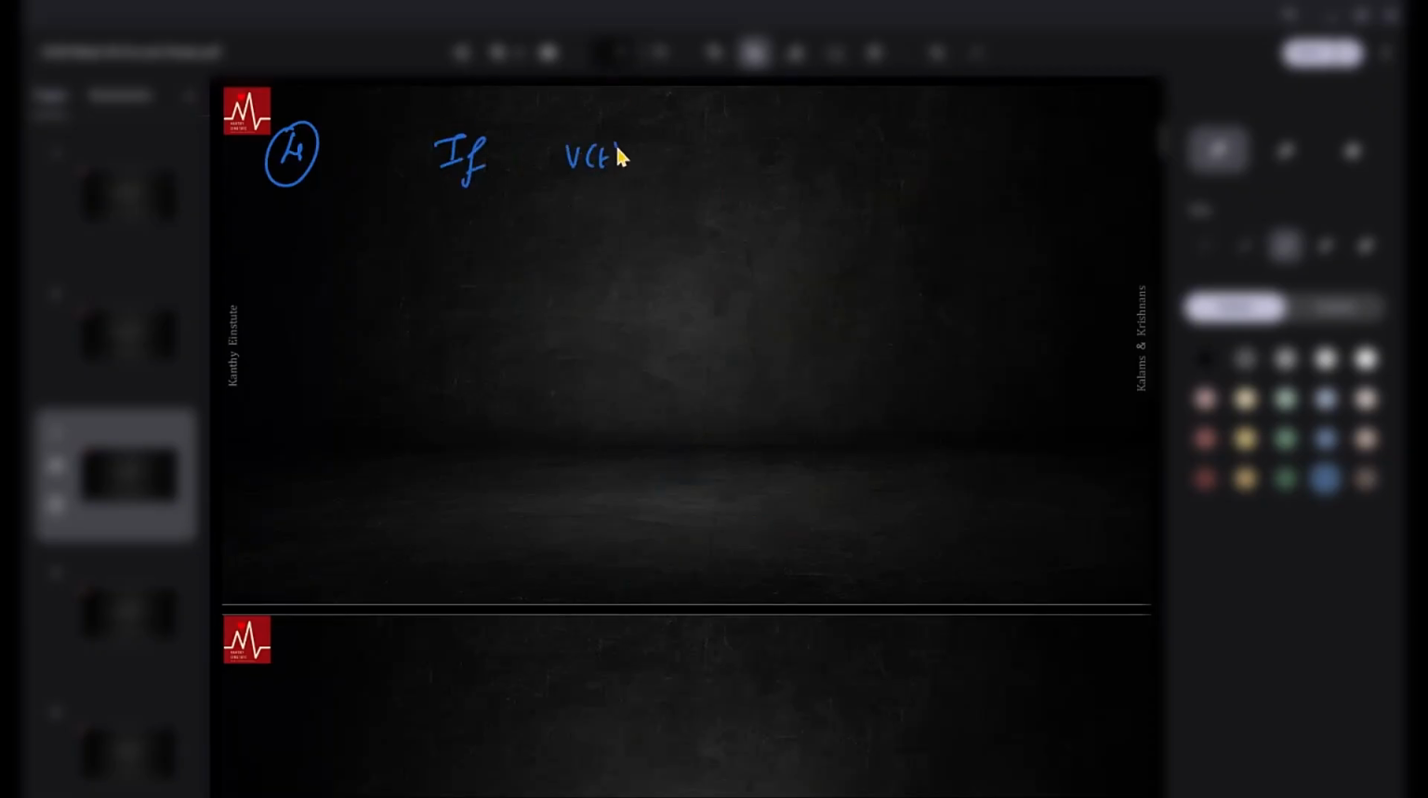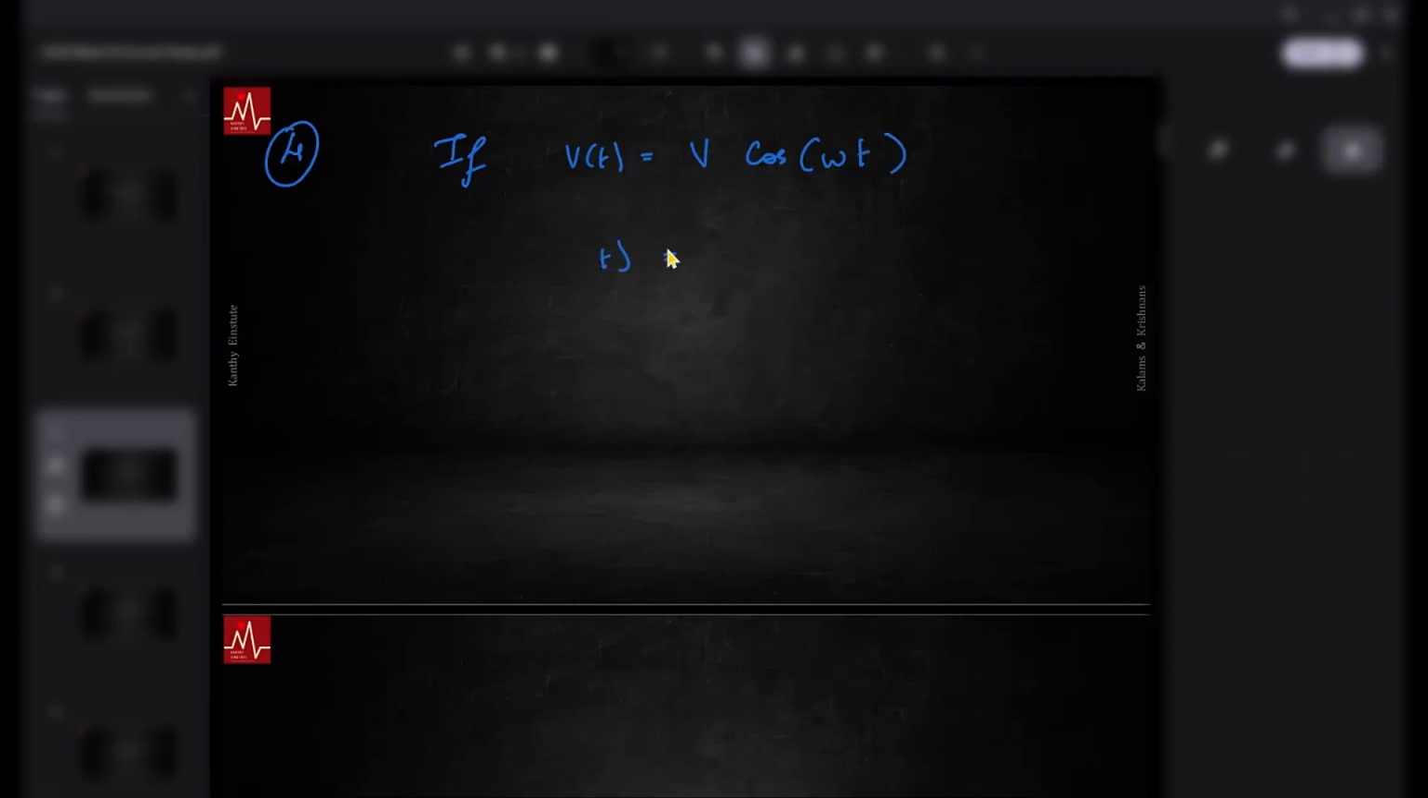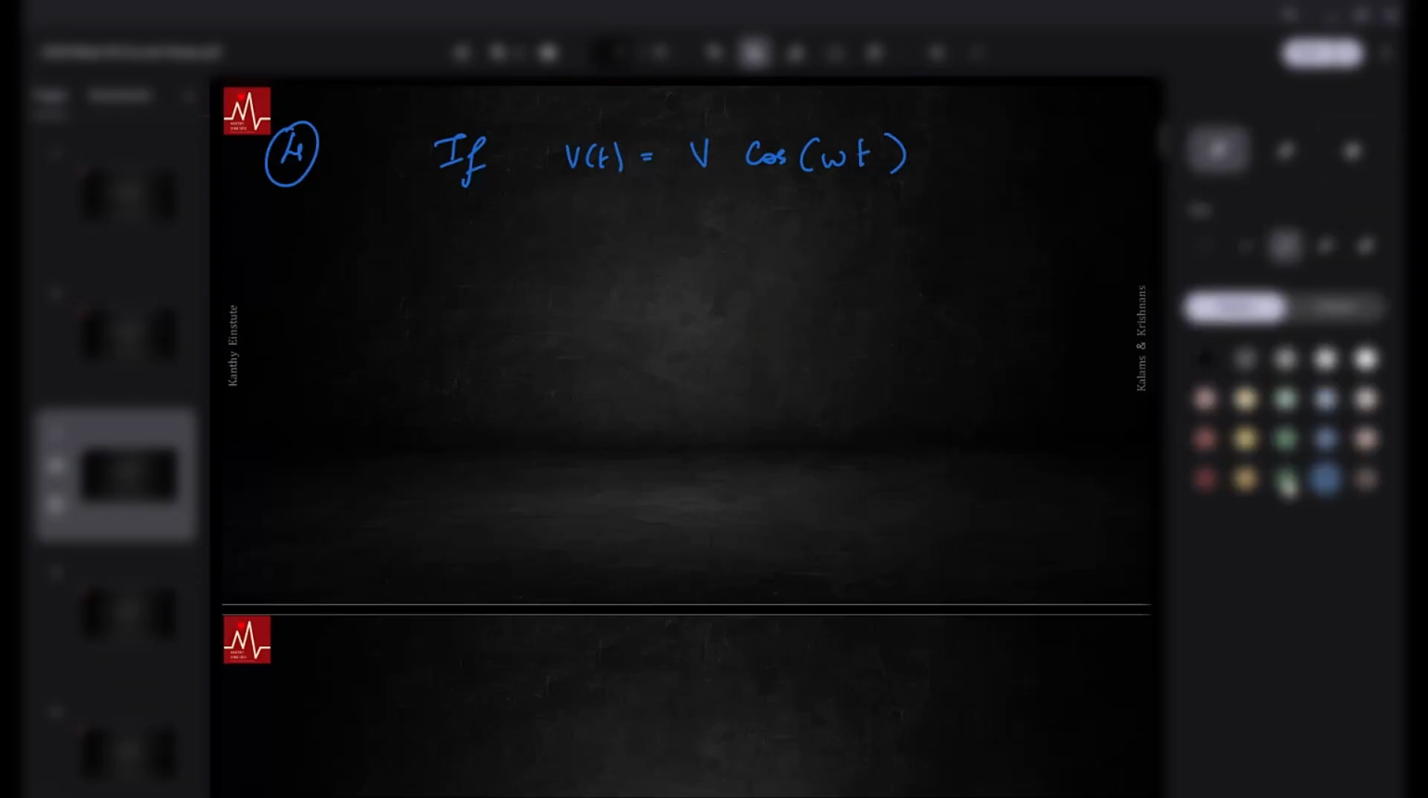If V of t is peak value into cos omega t, and I of t, let's use some colors, contrast. Actually, many of the things I am doing, you will start appreciating when we do medical imaging, image formation, because this is a good way to emphasize signal and things like that. Okay. So cos omega t.